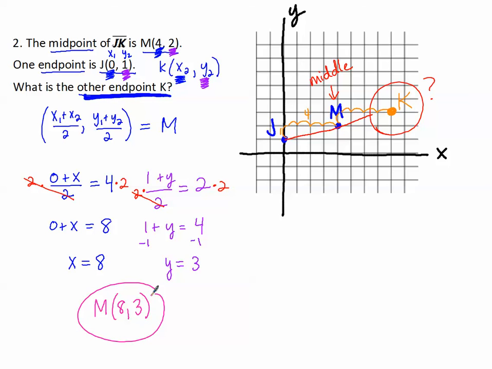Is that where we found it by counting? Let's look. From the origin, 1, 2, 3, 4, 5, 6, 7, 8. 1, 2, 3. Yep, point K is 8, 3. And I just noticed I called that point M. Silly, M was already given to me. This is point K. Let's fix that. This is the other endpoint, point K, 8, 3. Fabulous.